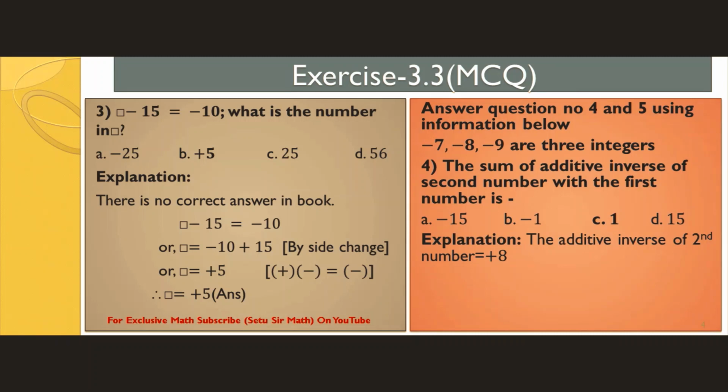The additive inverse of second number equals to plus 8, because in here they said the sum of additive inverse of second number. That's why we have to find out the additive inverse of second number. The additive inverse of second number is plus 8 because this number is minus 8. So additive inverse is just the opposite, plus 8. So the sum equals to plus 8 plus minus 7, because we have to make the sum inverse of second number with the first number. First number is minus 7.